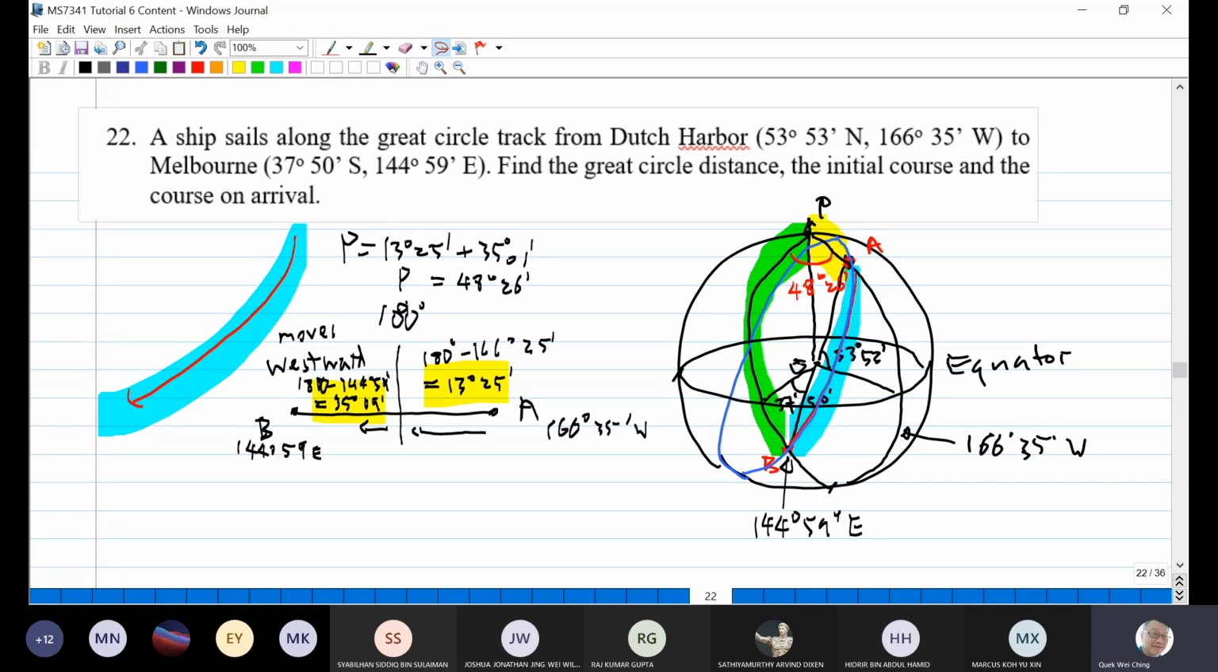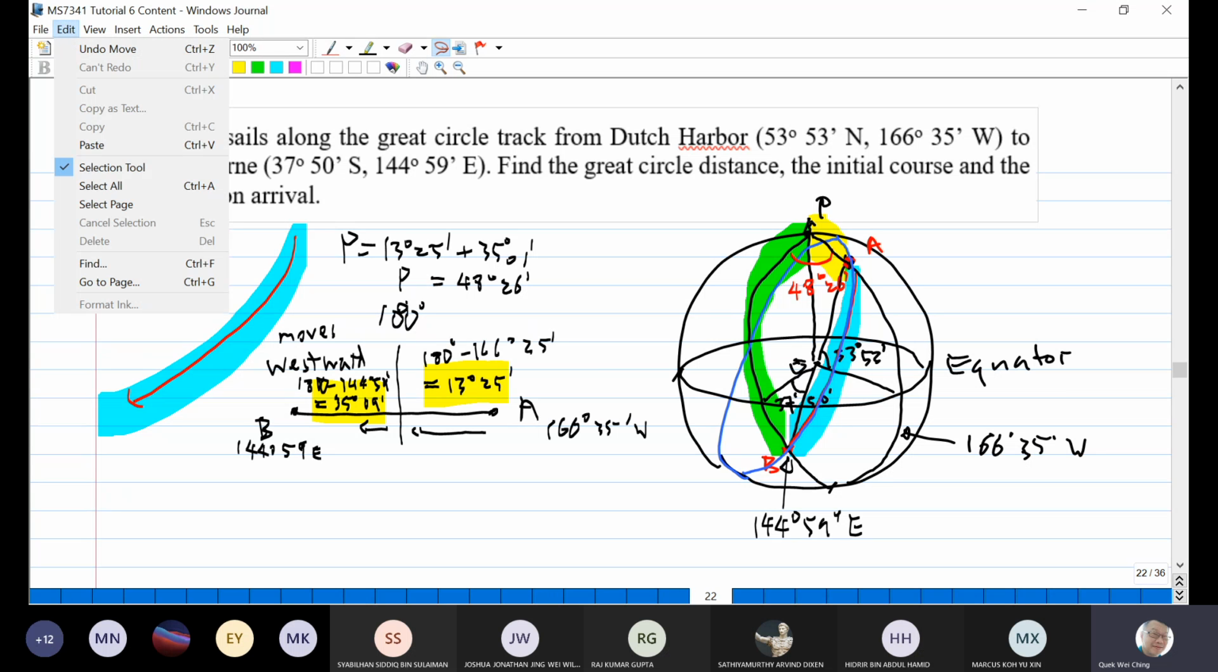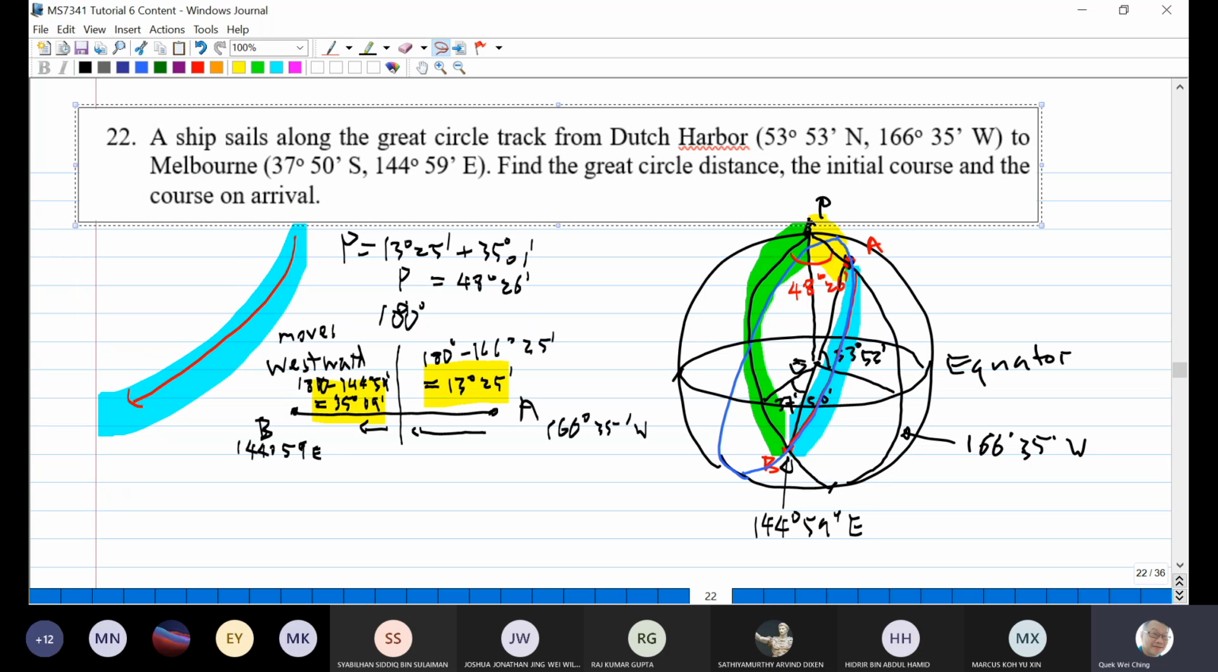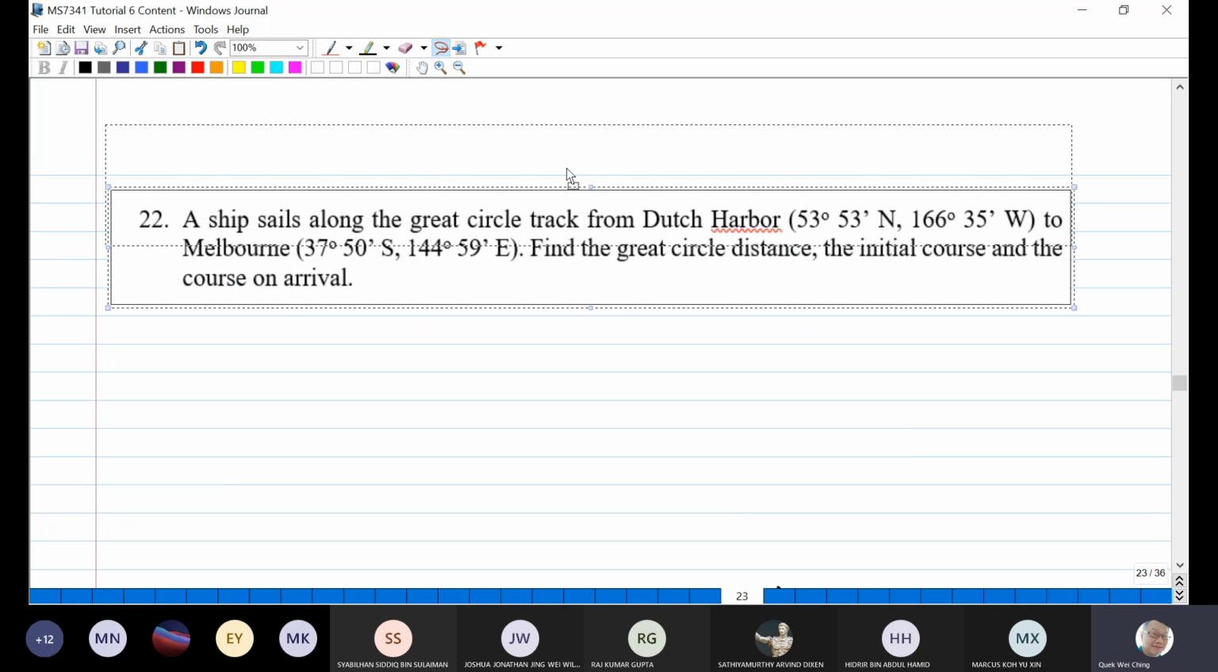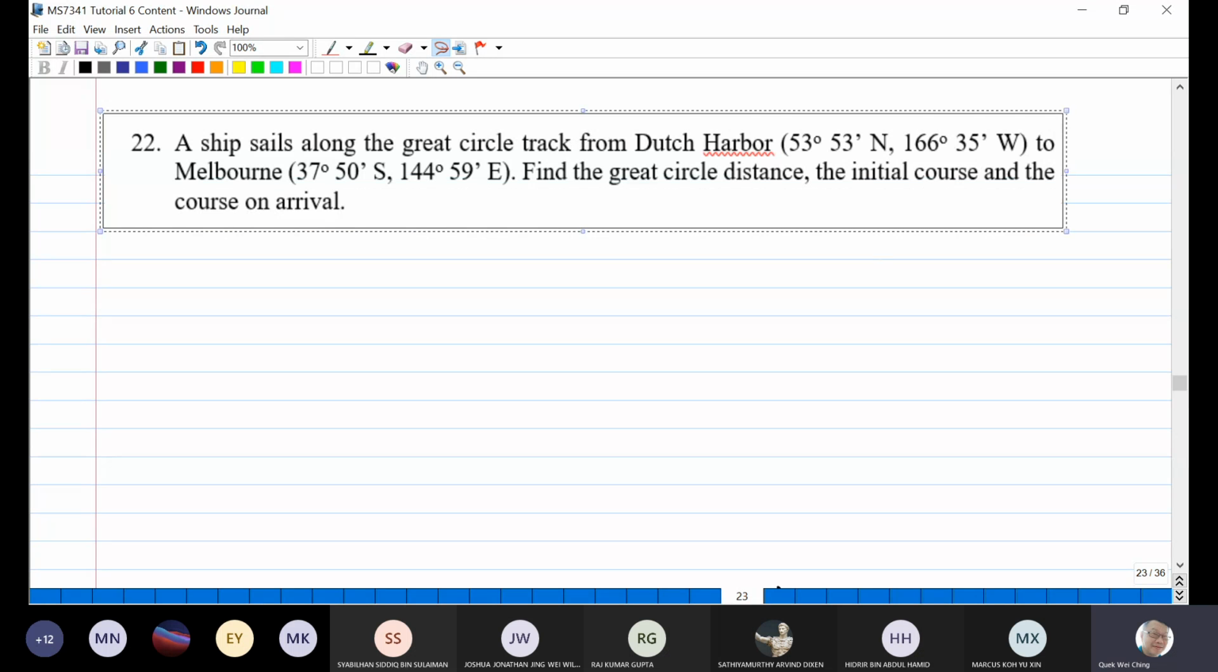Okay, so now I'm ready to do the calculation. I copy this over and go to the next page. I'm going to redraw a triangle now, so you can see a better picture.